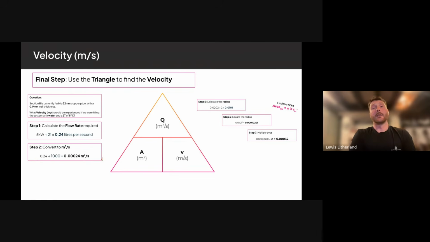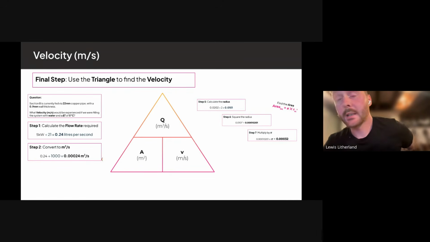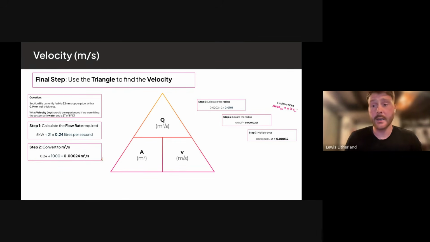Okay, so final part now is we've basically calculated on the left-hand side the flow rate, the volumetric flow rate, so the meters cubed per second. We did that, as you can see there. That was the screen that we've seen before. So again, we got our liters per second. We then converted it to meters cubed per second. We had that written down somewhere. So we got 0.00024 meters cubed per second. That's that top bit of the triangle done.